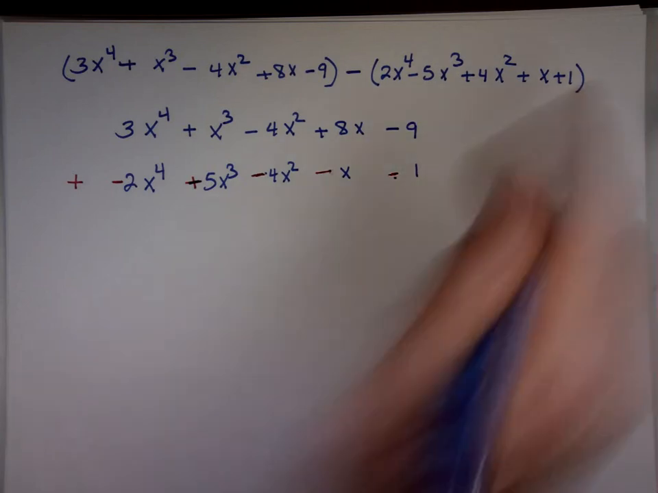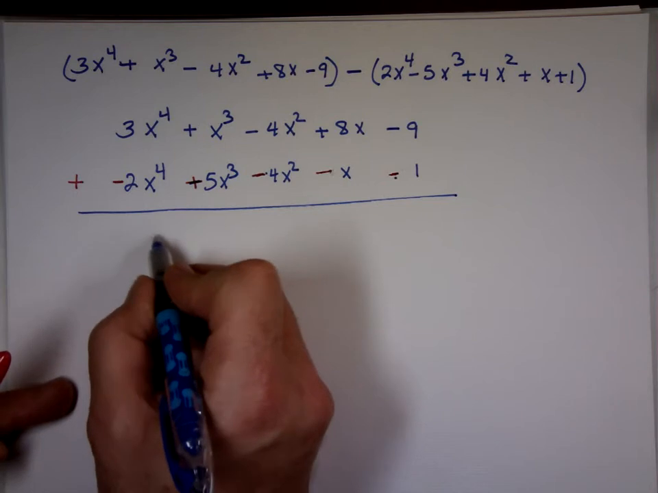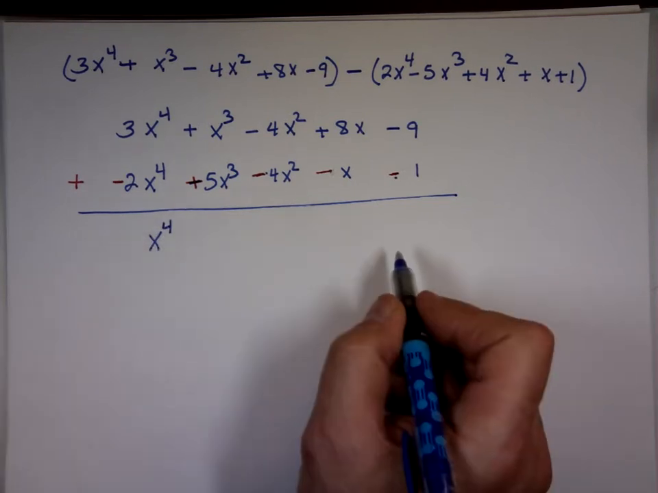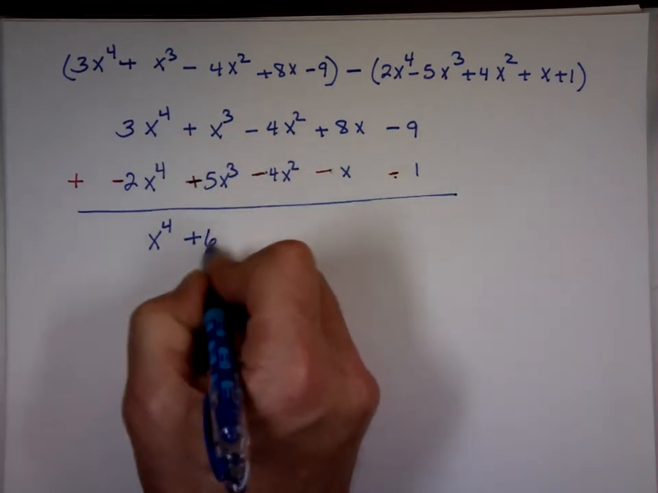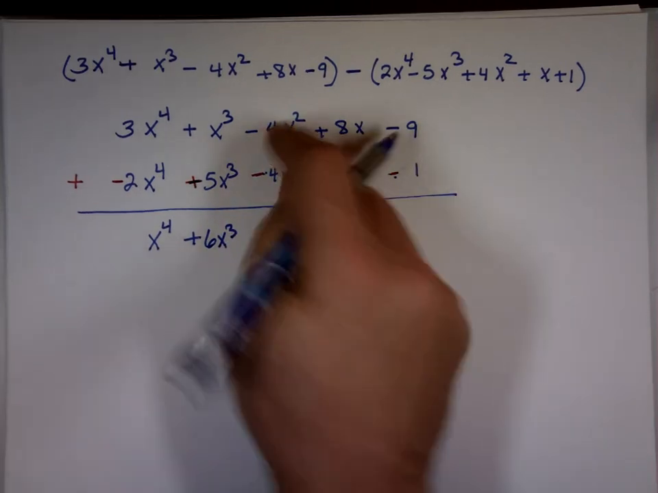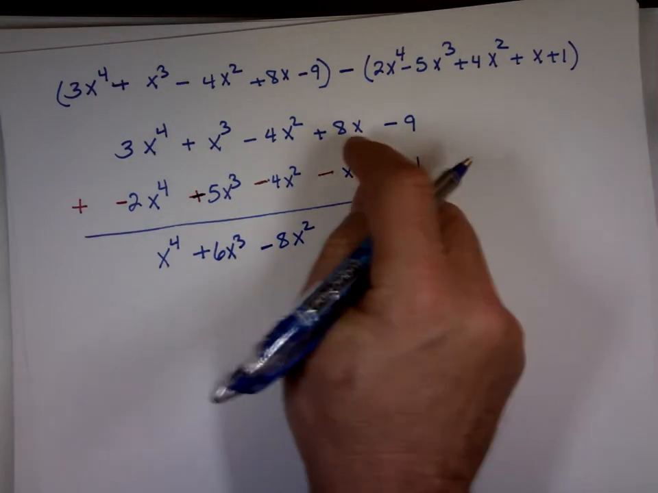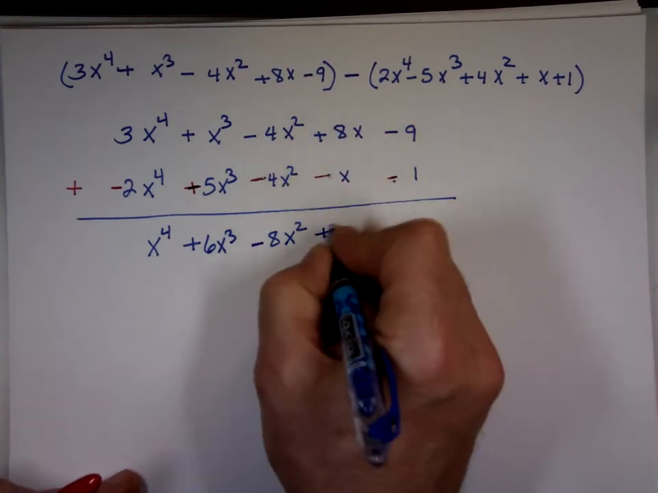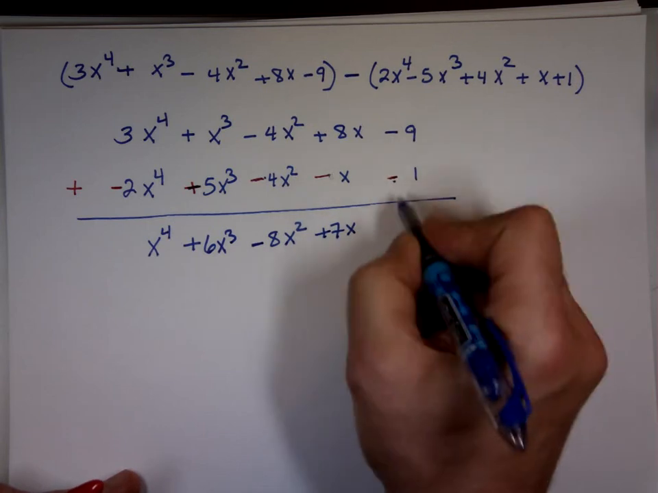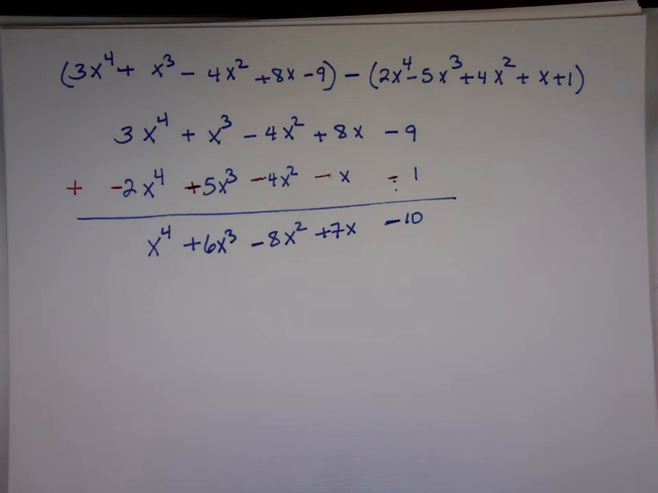And now let me add them. What's 3 plus negative 2? 1x to the fourth. I don't have to write the 1. What's x cubed plus 5x cubed? Yep, 6x cubed. What's negative 4 plus a negative 4? Negative 8x squared. What's 8 minus 1? There's no number, which means a 1. What's 8 minus 1? 7x. Good. What's negative 9 minus the 1? Negative 10. So I change it to addition, I flipped all the signs on the inside, and just add them.